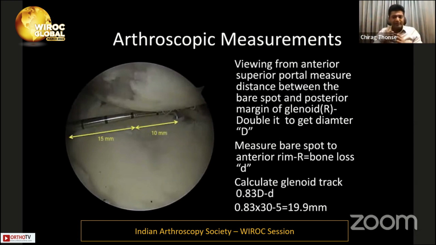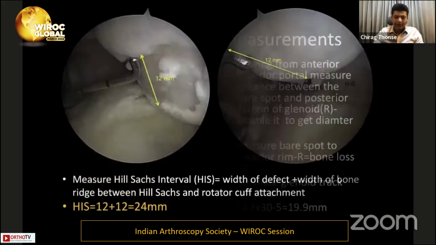Arthroscopic measurements: viewing from the anterior superior portal, one needs to measure the distance from the bare spot to the posterior margin of the glenoid and double it to get the greater D. That is the diameter. Measure the bare spot to the anterior rim. That would give us the bone loss, that's small d. Now calculate the glenoid track like we calculated on a CT scan: 0.83 big D minus small d would be our glenoid track.